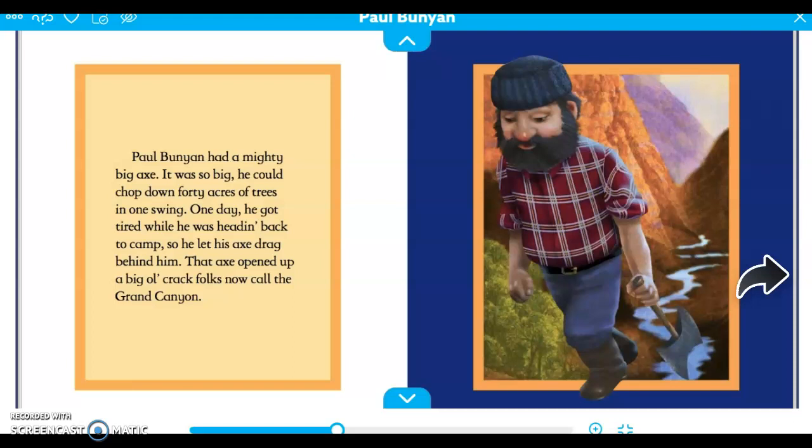So here we're taking actual historical things, right? The Grand Canyon exists, but we're saying that it was created by Paul Bunyan's axe dragging across the back.